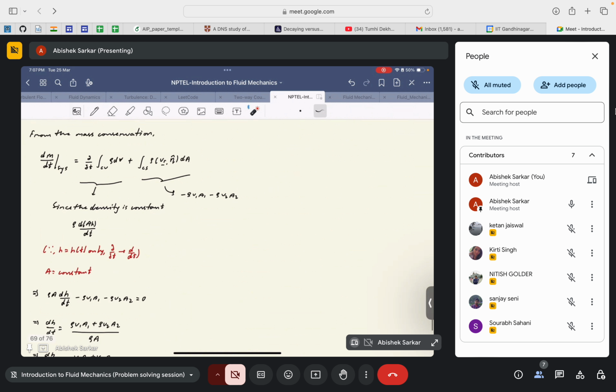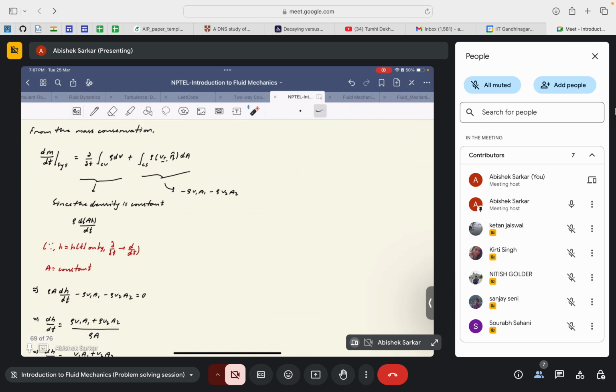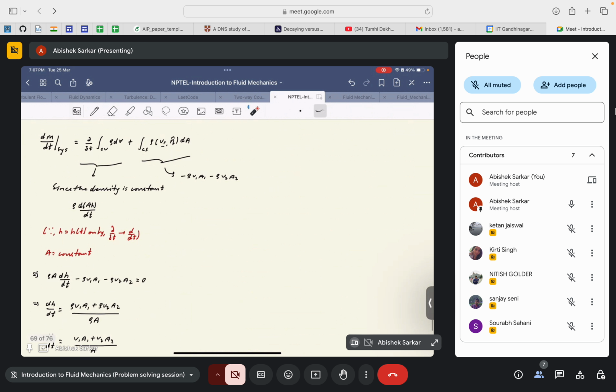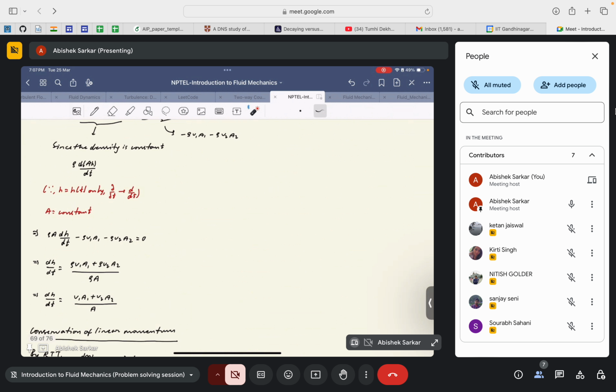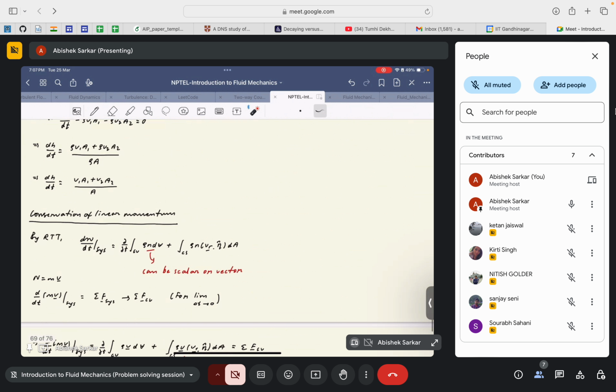If we combine both of these terms, and this will be equal to 0, we will get rho a dh by dt minus rho v1 a1 minus rho v2 a2 is equal to 0, or dh by dt is equal to rho v1 a1 plus rho v2 a2 by rho a. And since density is constant, we can write dh by dt is equal to v1 a1 plus v2 a2 by a. Okay. So I hope this was clear.